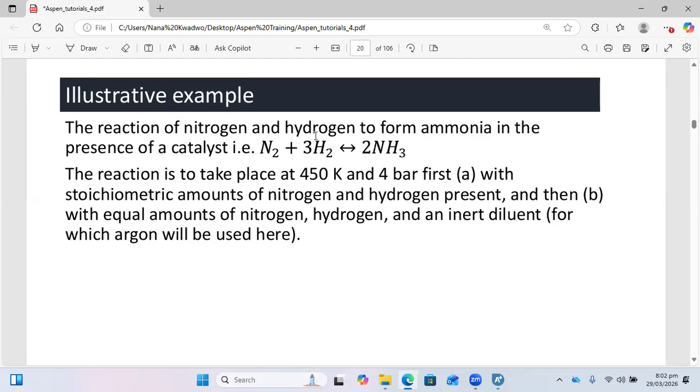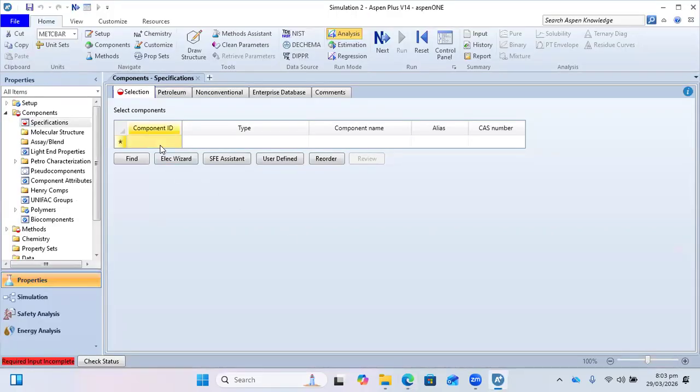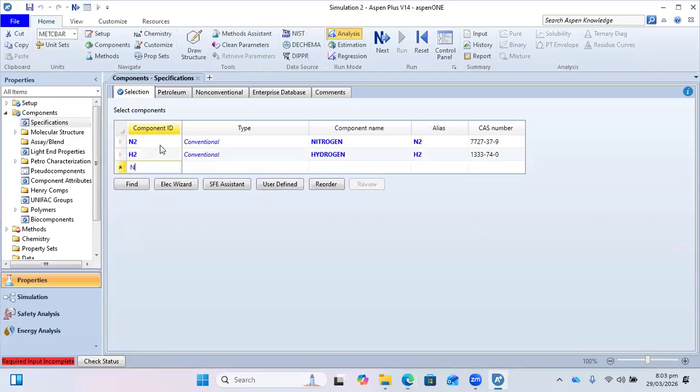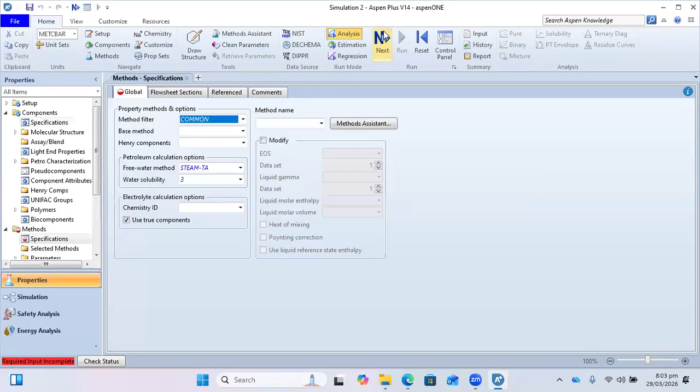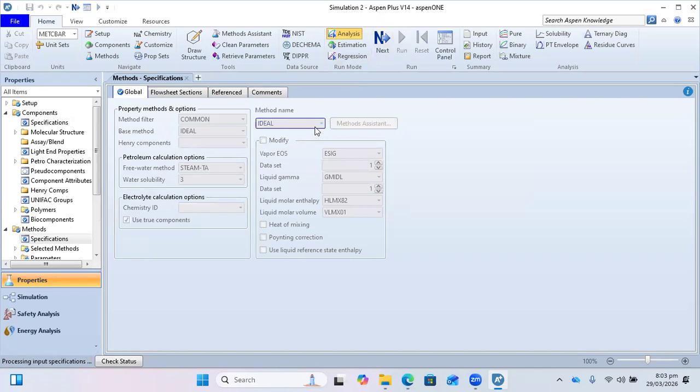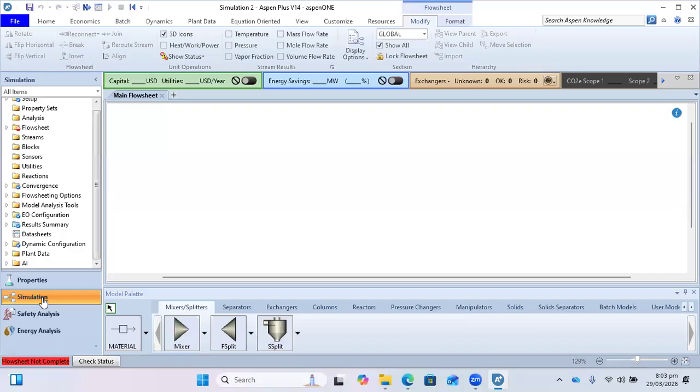So the first thing we will do is select our components. So we need nitrogen, hydrogen, ammonia, and then argon, right? So the reactants, the products, any inerts we have, and then we'll click on next and specify the property method. So for this one, we are using ideal, for example. We are treating them as though they were ideal gases. Then we can come to the simulation itself.